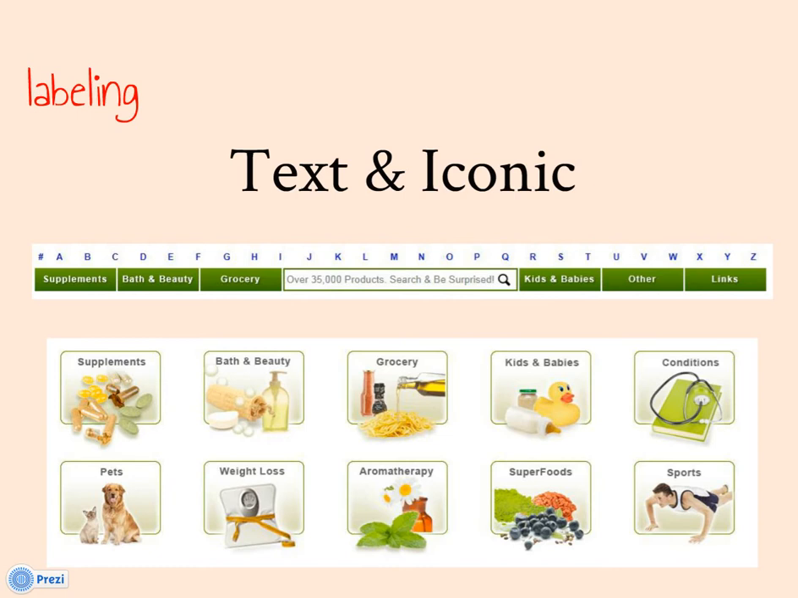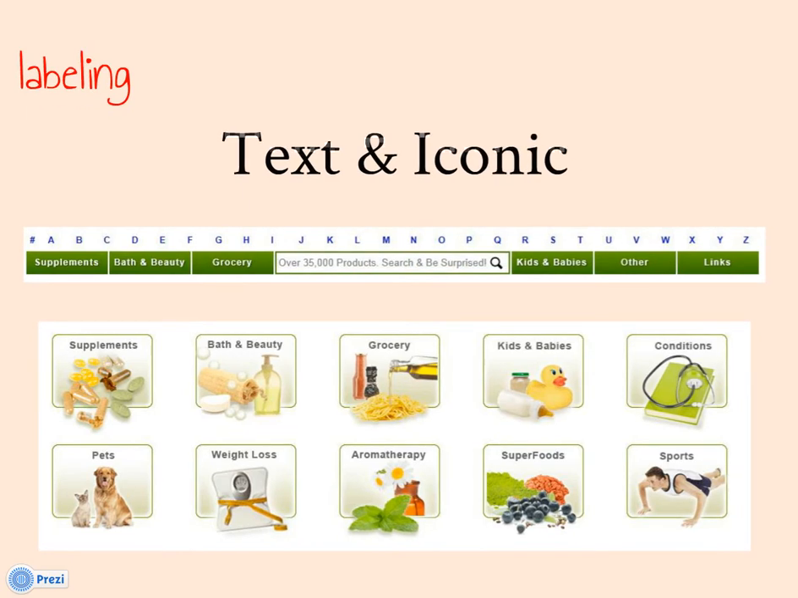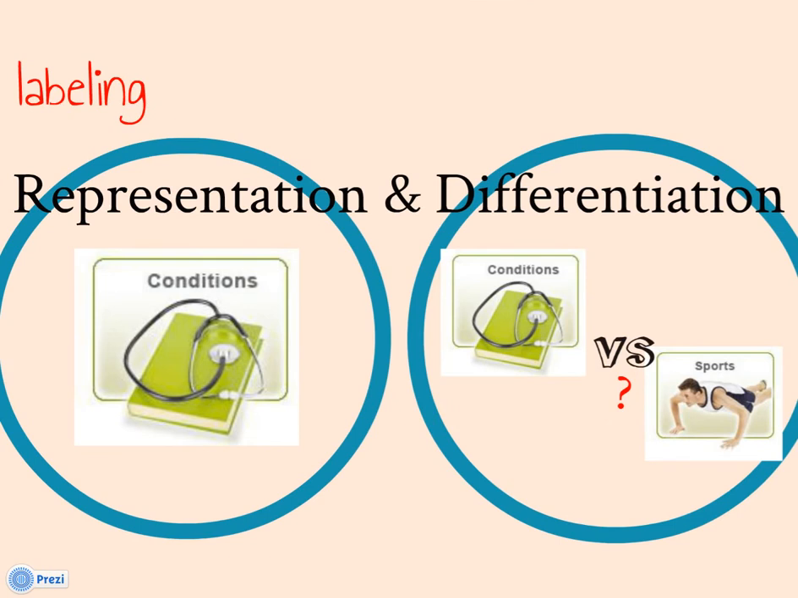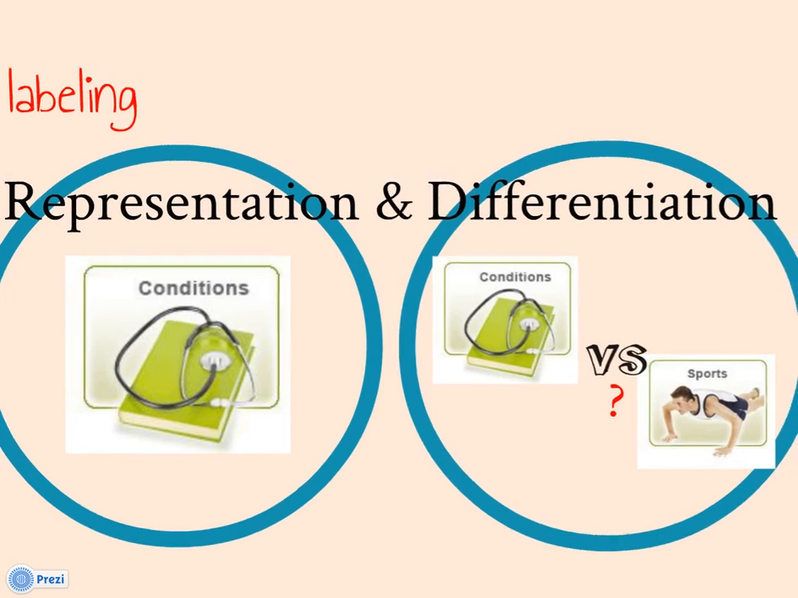Too many of iHub's labels don't represent the content they link to or are meant to represent. For example, other than clicking through, users have no way to learn what conditions means or what the difference is between conditions and sports.